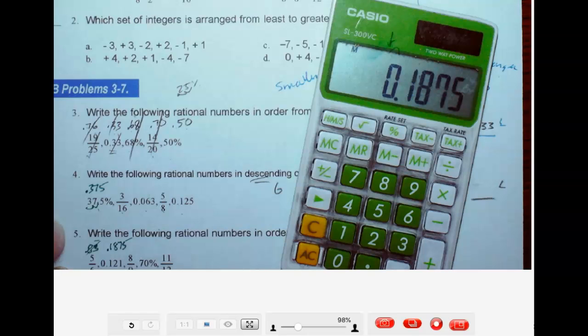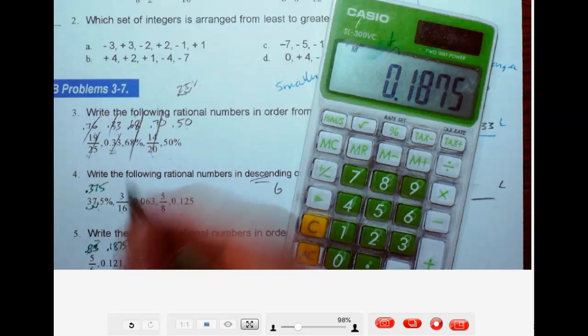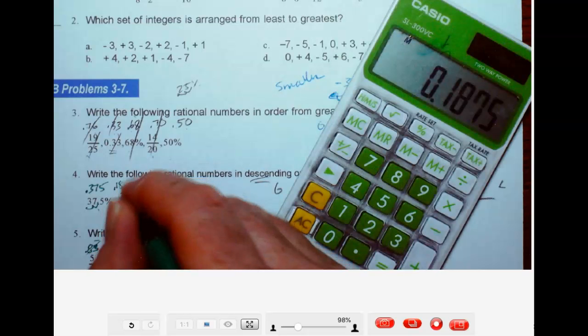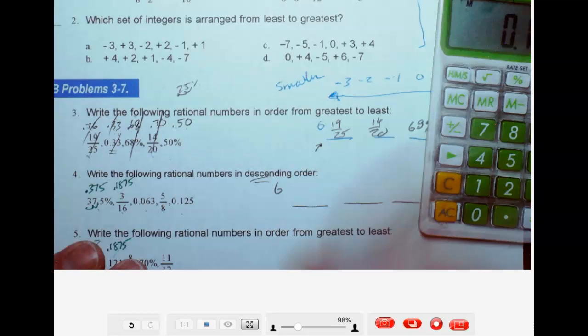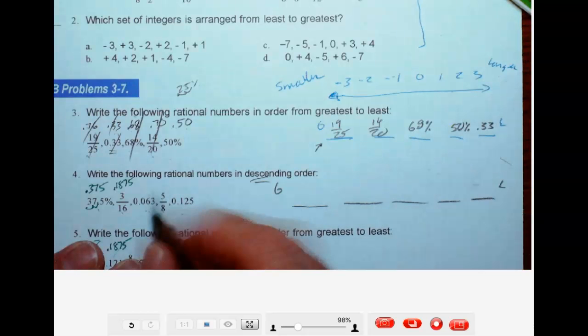0.1875. 8 ninths. Well, just like 4 ninths is 0.44444444. 8 ninths. Oh, I'm in the wrong problem again. Dang it. Sorry about that. 3/16 is 0.1875. Sorry, I'm looking at two screens here. I'm looking at the one I'm recording on and the paper, so I need to get out of that.